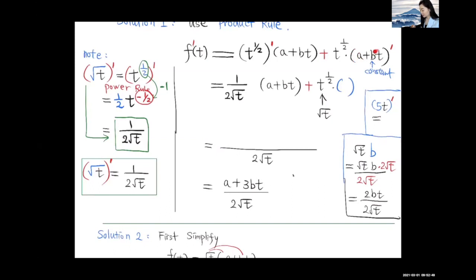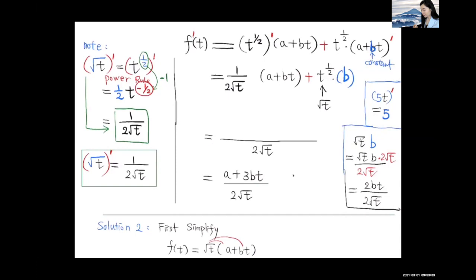What's the derivative of bt? Think about what's the derivative of pi t with respect to t. So the derivative of pi t over here is pi. So the derivative of bt here will be b. Okay, just like that. So that will be b over here.